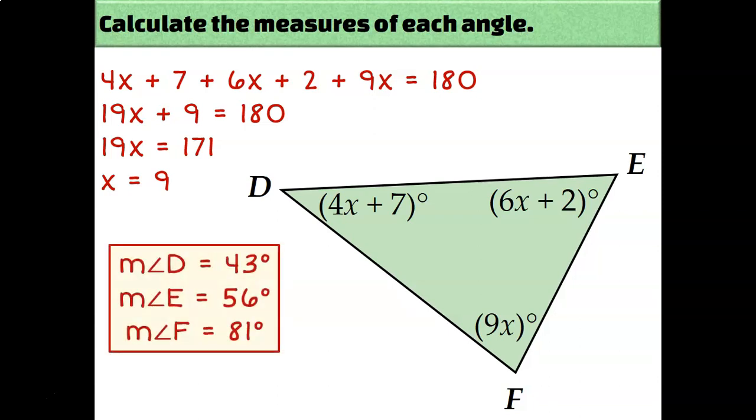The measure of angle D is 43 degrees, the measure of angle E is 56 degrees, and the measure of angle F is 81 degrees. You should always double check your answer on a question like this by adding those three measurements together and making sure that it actually equals 180. Because if it equals something else, then that means that you solved incorrectly for x, and you would need to go back and fix your work. But since 43 plus 56 plus 81 is equal to 180 degrees, I know I've done this correctly.